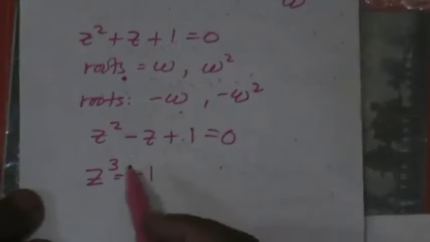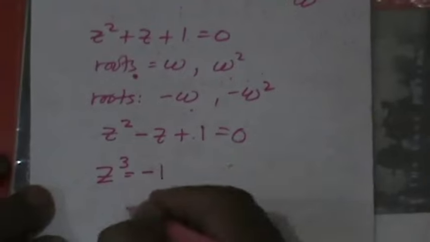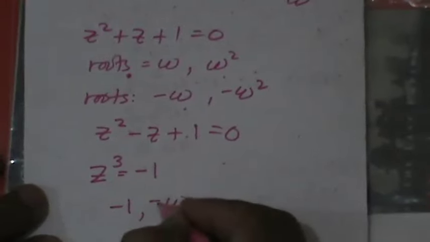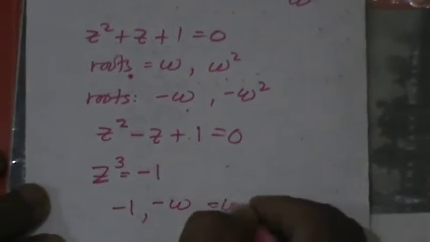What I am trying to say is that z cubed equals negative 1 has the roots of negative 1, negative omega, and negative omega squared. Okay, so that is the end of this video about cube roots of unity.